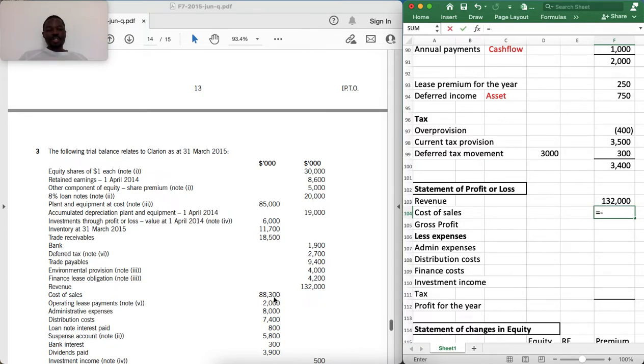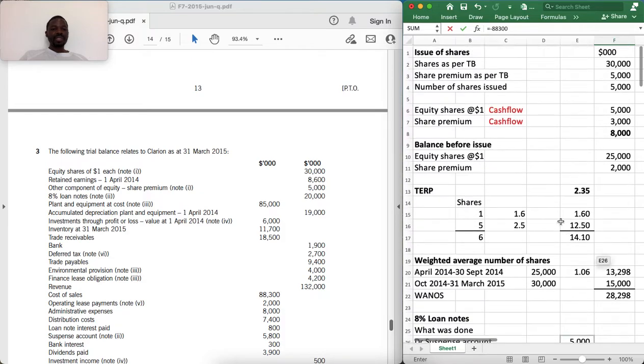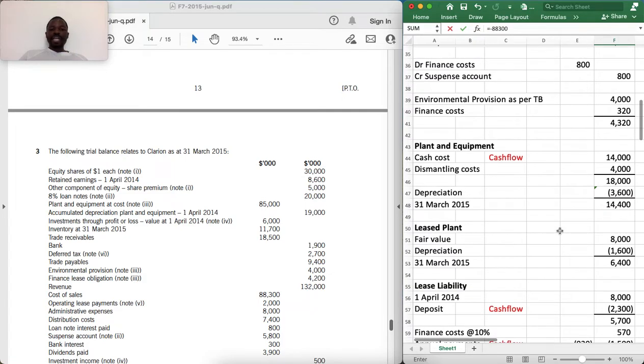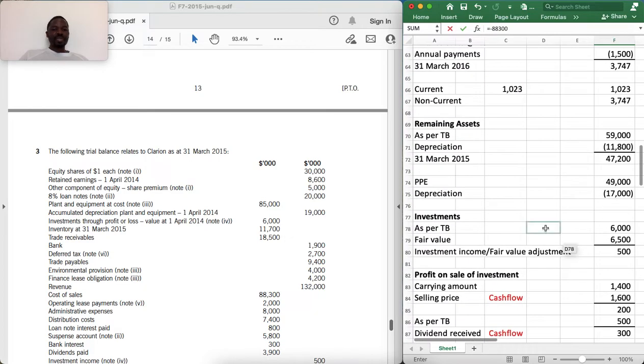Then obviously on cost of sales there should be adjustments. Cost of sale as per the trial balance is 88,300. Now let's go here and extract in our workings everything that goes to the cost of sales. We have the depreciation. The depreciation affects our cost of sales. We calculated the total depreciation here as 17,000. This affects our cost of sales.